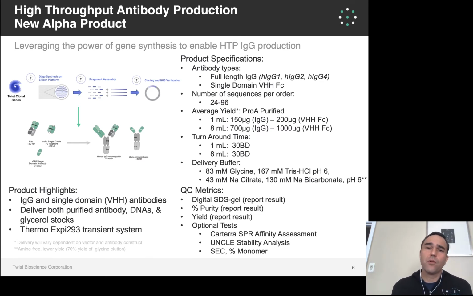We're also pushing forward with a new alpha product within Twist, which is our ability to not only make huge numbers of DNAs that encode for antibodies, but also the physical antibody itself. Again, we've been doing this within the Twist Biopharma projects for quite some time now, and it's our vision that we want to push this out as another service that we can offer up to our customers. And certainly for this project, we use that ability to make antibodies either at the 1 mil or 8 mil scale to really quickly produce antibodies for testing so that we could do all the binding and functional data that I'll talk about today.